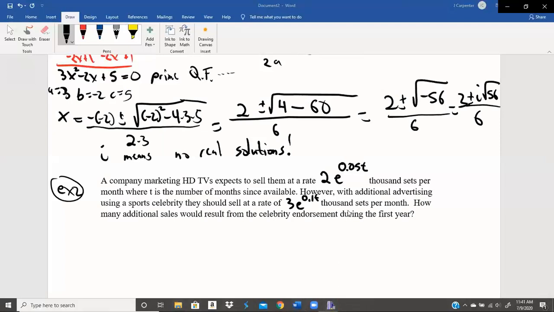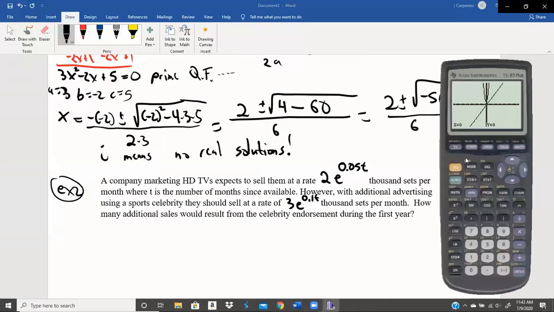Now, I will admit this one would be a pain in the butt to do the algebra that we just did. These are not polynomials and quadratics. You can't quadratic formula your way out of this. Graphing is the best way to tell which one is higher and which one's lower. And the good thing is they're not going to swap. So how do we know that I'm going to end up doing an area between two curves? Because we have two different rates that we're comparing, and we want to know how many additional sales would result.